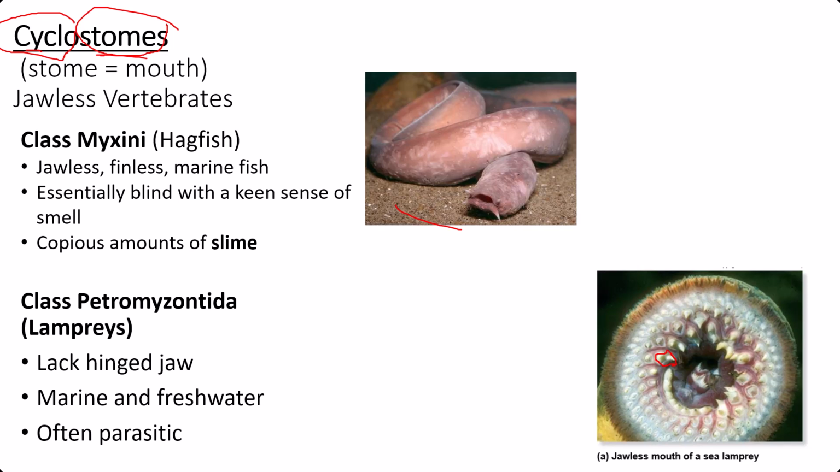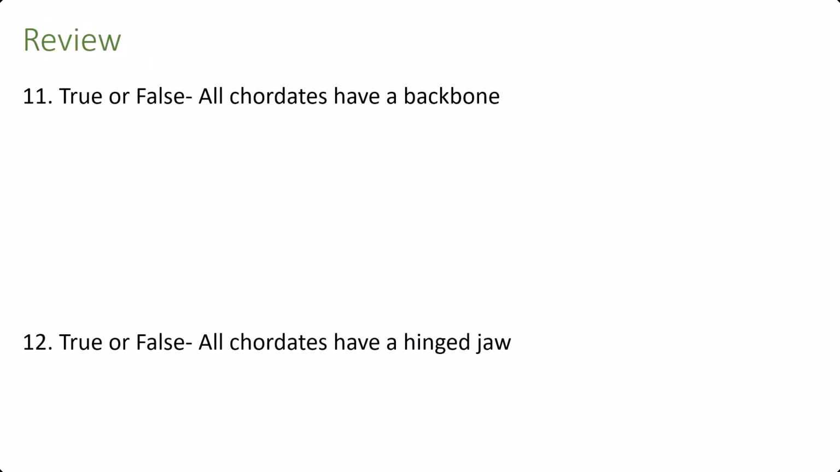And then this probably goes without saying if you look at the picture, but they are often parasitic. So let's review number 11, true or false. All chordates have a backbone. That is false. The tunicates and lanceolates are invertebrate chordates.